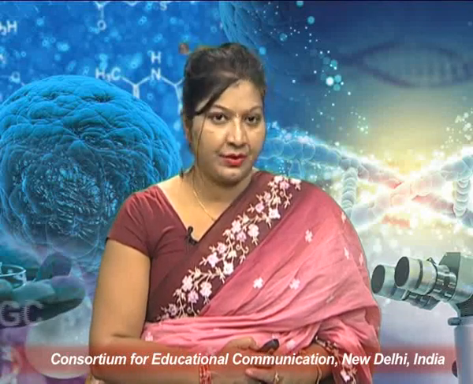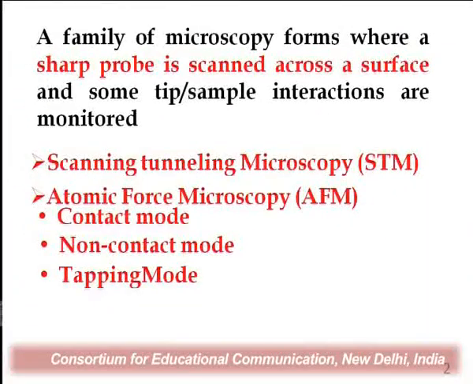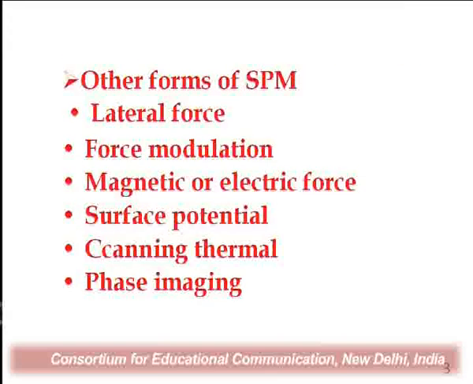In the last lecture, we also discussed the scanning tunneling microscopy and its basic principles. The next most prominent method in scanning probe microscopy is the atomic force microscopy, that is AFM. We are also going to discuss this AFM further. AFM works in three modes: the first is the contact mode, the second is the non-contact mode, and the third is the tapping mode. Other forms of scanning probe microscopy are lateral force, force modulation, magnetic or electric force, surface potential, scanning thermal, and phase imaging.